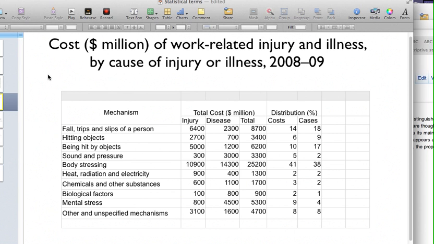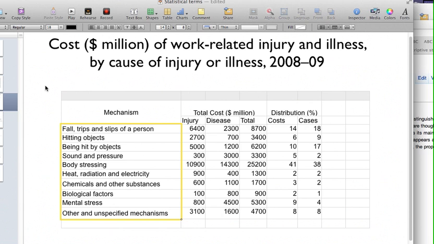Anyway, then we've got, of course, a bunch of variables here, which go down to here, and these are falls, trips, and slips of a person, hitting objects, being hit by objects, sound and pressure, body stressing, heat, radiation and electricity, chemicals and other substances, biological factors, mental stress, and other and unspecified mechanisms.